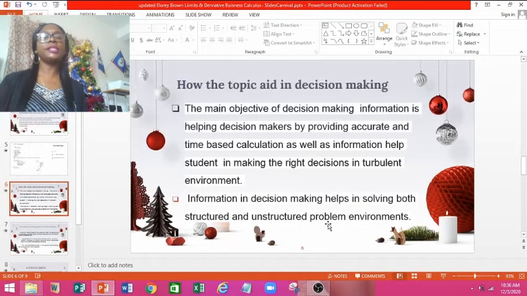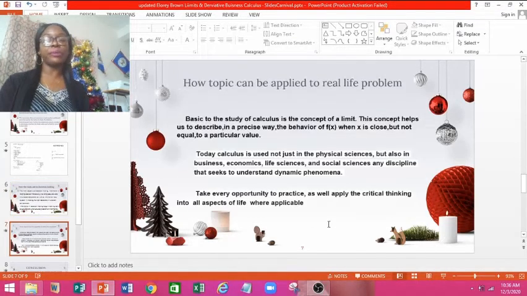How does the topic aid in decision making? The main objective of decision making information is to help decision makers in providing accurate time-based calculation. Information also helps students make the right decision in turbulent environments. Information in decision making helps solve both structured and unstructured problems in the environment.